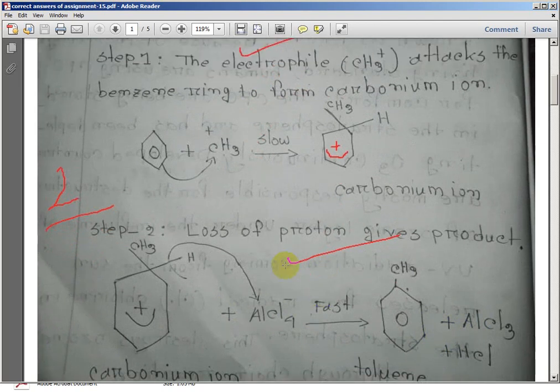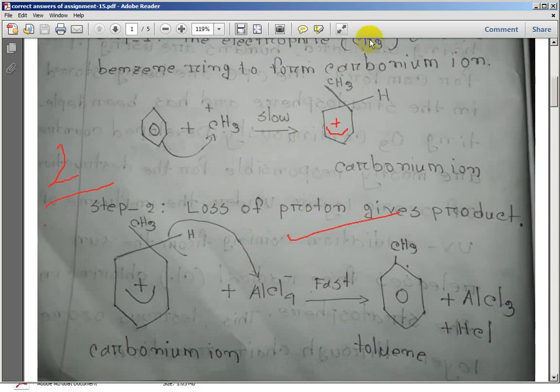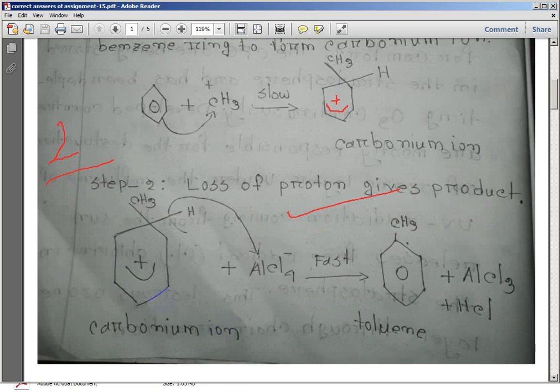Same steps for nitration, alkylation, halogenation, sulfonation, all aromatic reactions of aromatic compounds have the same mechanism. Two steps: first step, the carbonium ion attaches to the benzene ring, second step, loss of proton occurs. Okay, next topic, two steps, and now question number four.